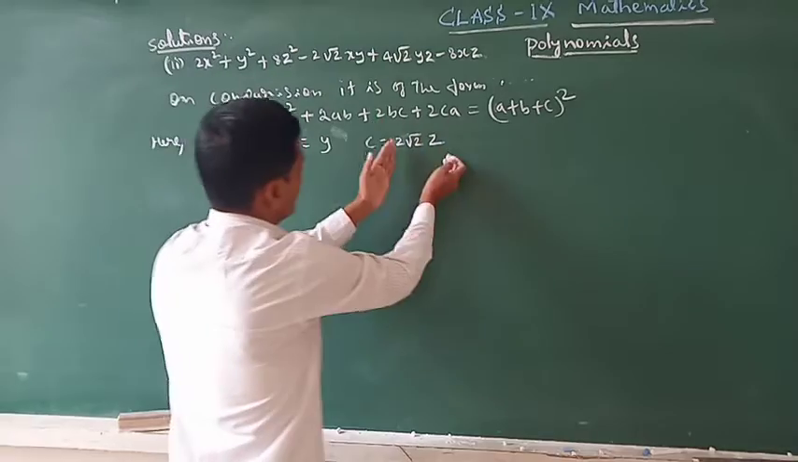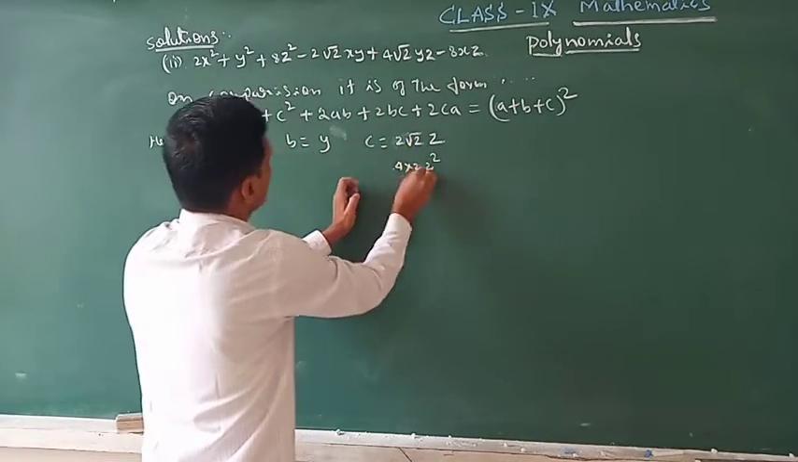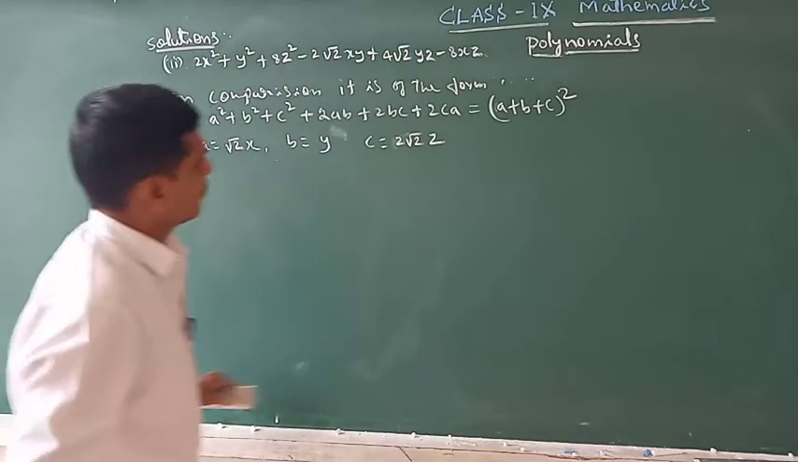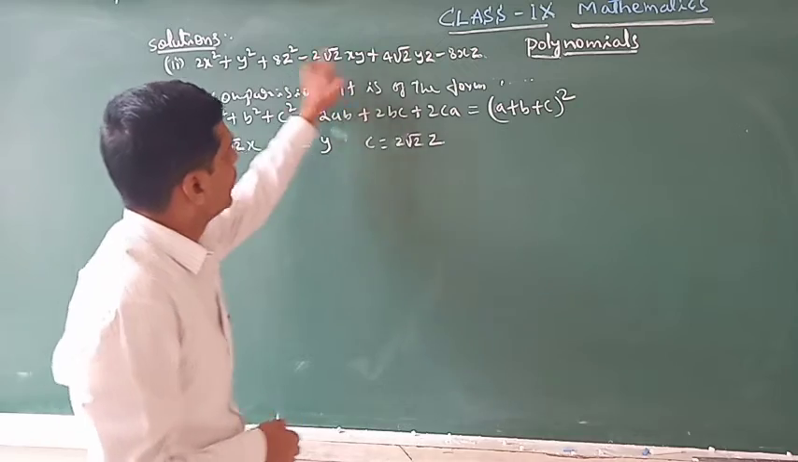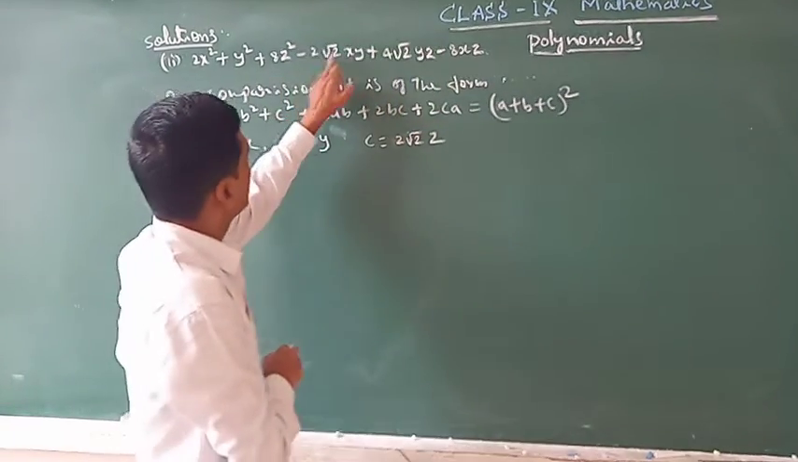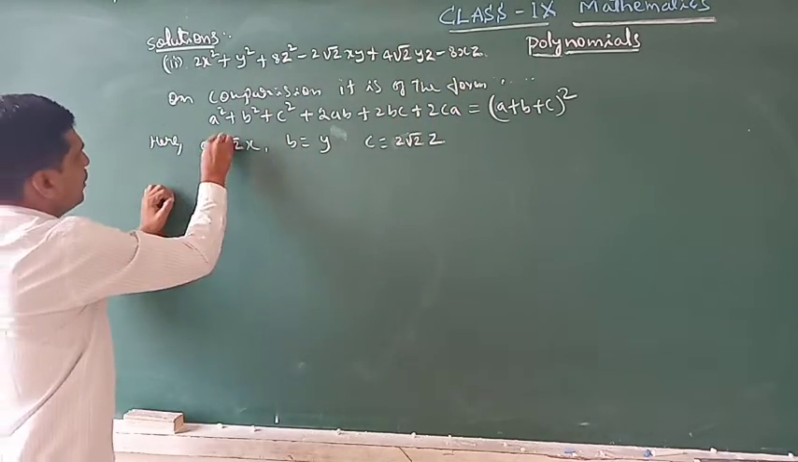Because if you make it square, it becomes 4 into 2, and it becomes z square. I get 4 into 2, so I get z square. So it's a comparison, right. But what happened to the signs for this 2ab, 2bc, 2ca? Here it is negative, here it is negative. So compare at least any one of the terms, which is common, x is common here.